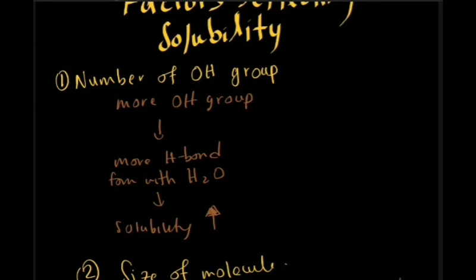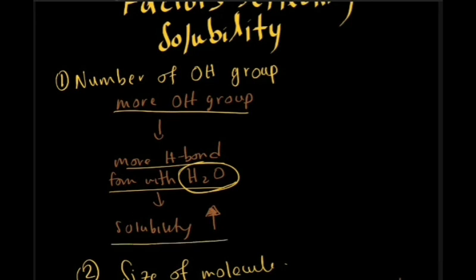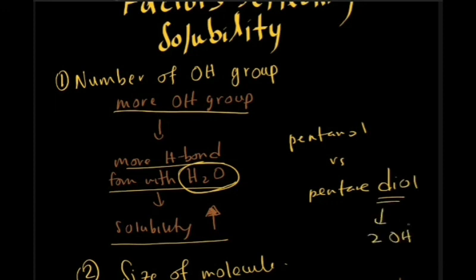The first thing you look at: if that compound has more hydroxyl groups compared to the others, meaning that it can form more hydrogen bonds with water. If you can form more hydrogen bonds with water, of course you will become more soluble, meaning solubility will increase. For example, you have pentanol versus pentanediol. Diol means you have two OH groups inside the compound. So of course your pentanediol will have higher solubility.